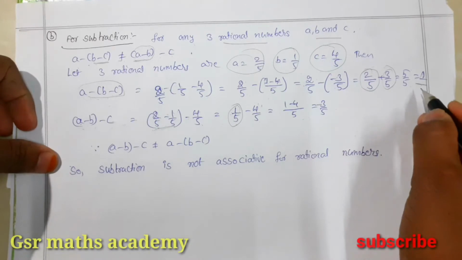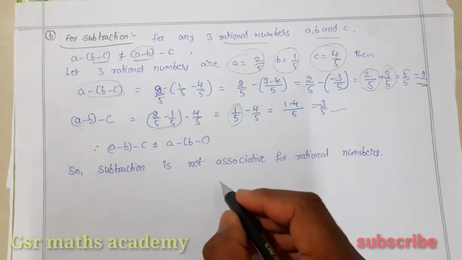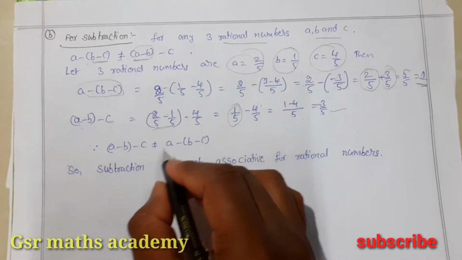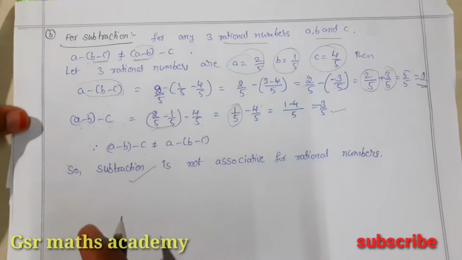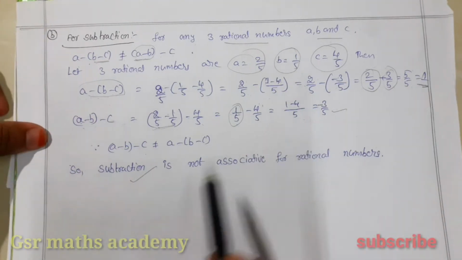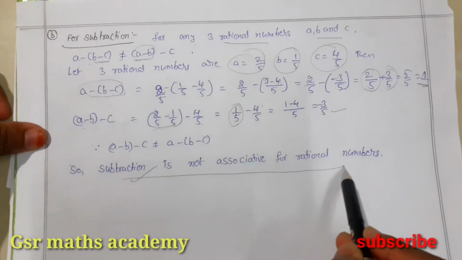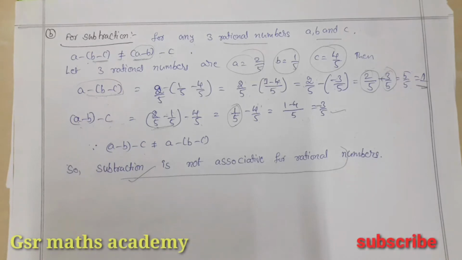That means in the first case we got LHS as 1 and RHS we got as minus 3 by 5. Both are not equal. So we can say that the collection of rational numbers does not follow the associative property under subtraction. So subtraction is not associative for rational numbers.